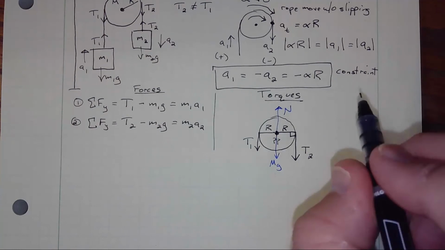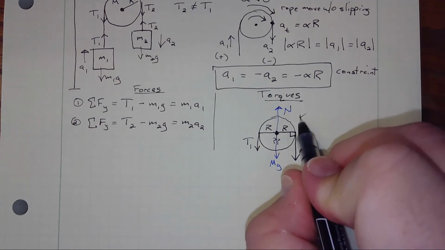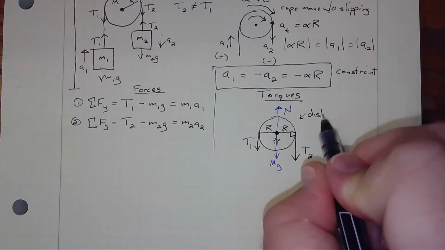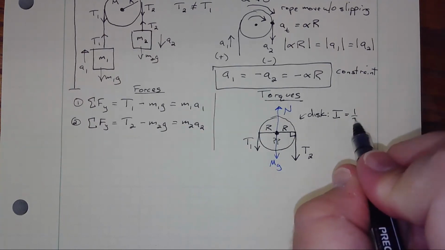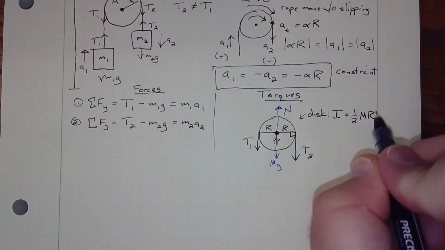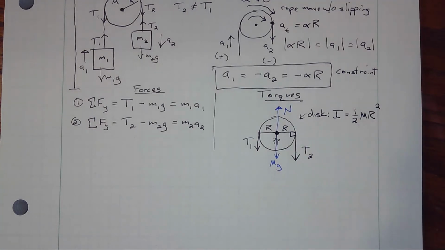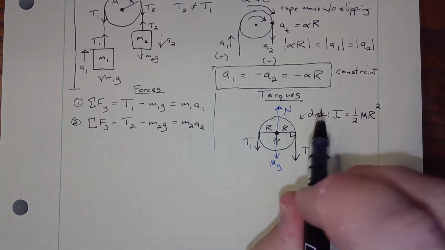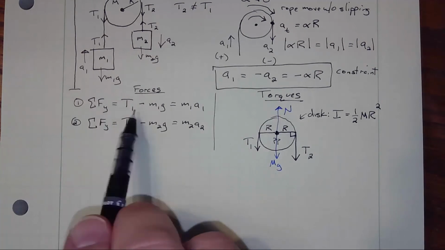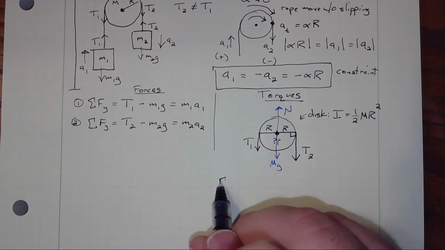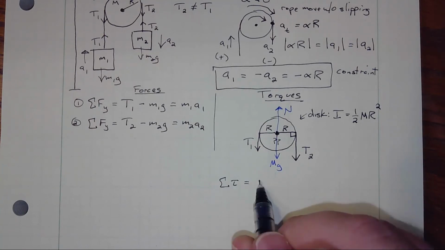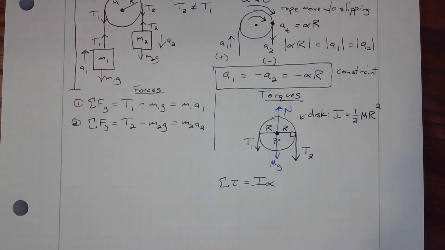We said that this was a solid disk, so we can look up in that table that this is going to have a moment of inertia equal to 1/2 times capital M times r squared. And so, in the same way that when we sum up forces, it's equal to mass times acceleration, for my torque equation, I'm going to sum up all of the torques on this object, and it's going to be equal to I times alpha.